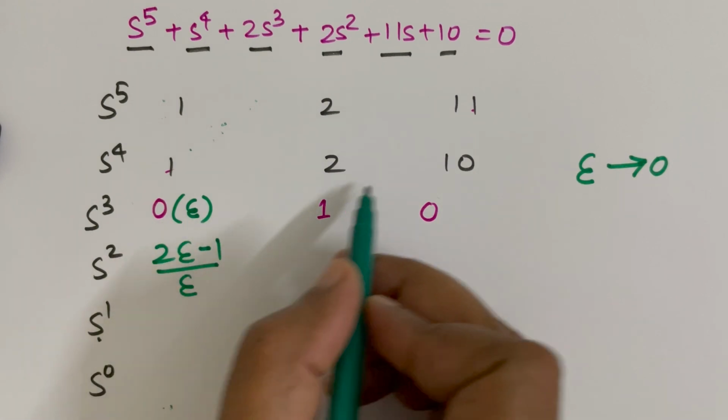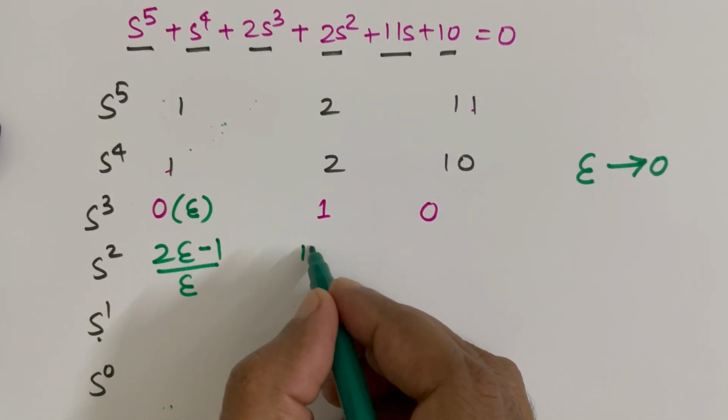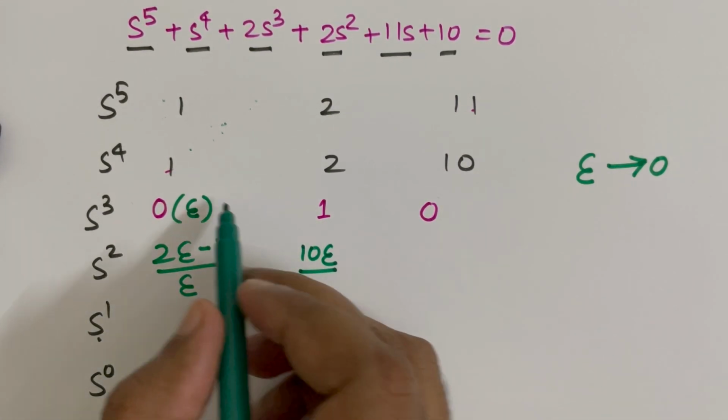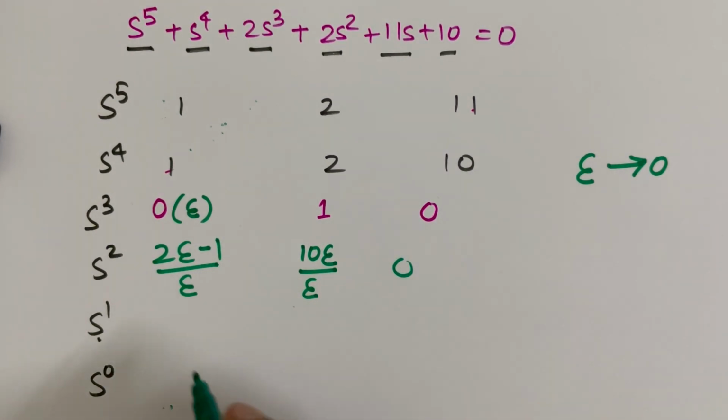Second number will be 0 into 10, so epsilon into 10. So 10 epsilon divided by epsilon. And next will be 0.